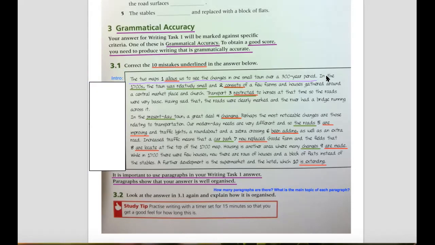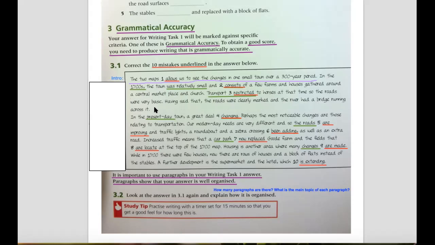Now let's look at the second sentence. It says, in the 1700s, the town was relatively small and consisted of a few farms and houses gathered around a central marketplace and church. Transport was restricted to horses at the time, so the roads were very basic. Having said that, the roads were clearly marked and the river had a bridge running across it. So you can see they haven't talked about any changes yet. They're just briefly describing one of the maps.